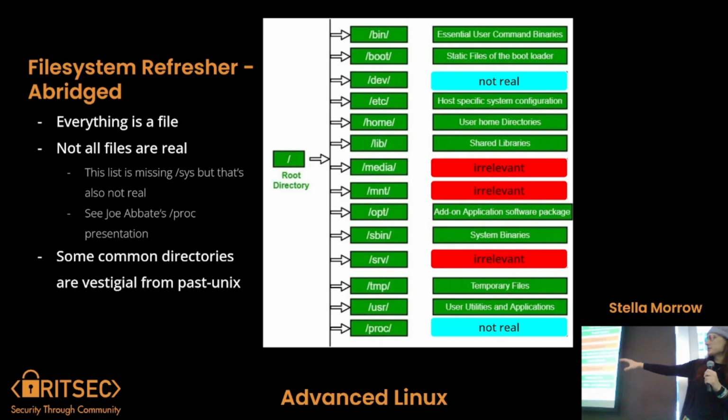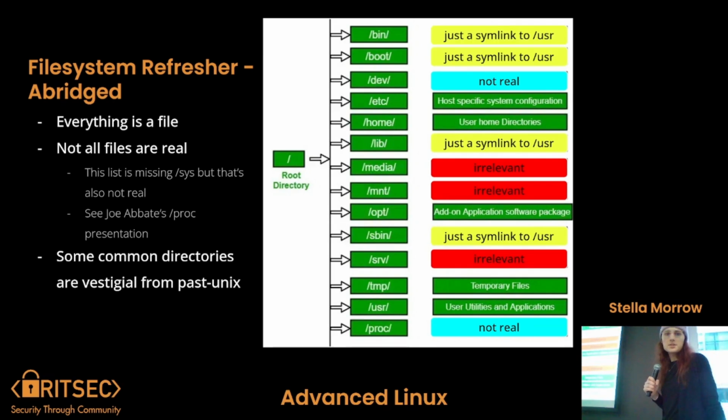And some of these are also just common directories that are vestigial from past Unix. If you ever work with BSD type systems, you'll notice a pretty big difference there. Especially more ones are SRV, which again people don't use anymore. And also, if you look at sbin, I don't know why I put it on boot. That's not true. Sbin, lib, and bin are almost always just a symlink to /usr. Boot is not. Boot is its own partition.